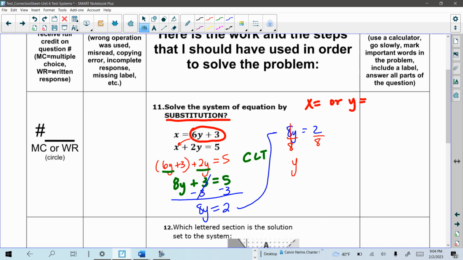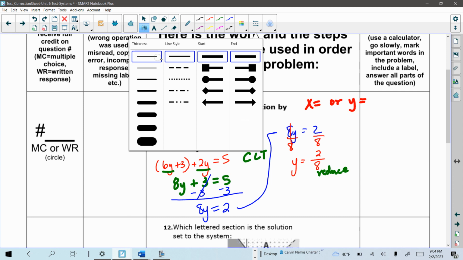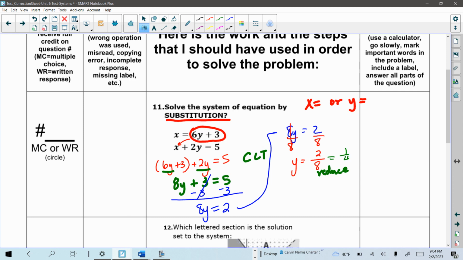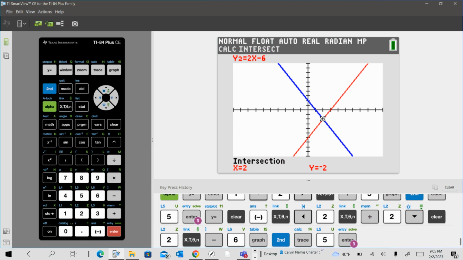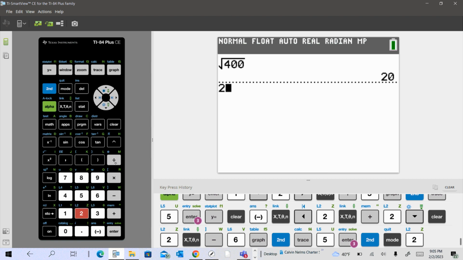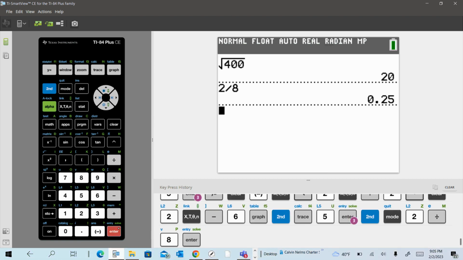So my y equals 2/8, which can be reduced. Okay, and it can reduce to 1/4. Now let's say maybe you didn't see it as a fraction. Let's say maybe you went to your calculator and you said, let me clear this out, second mode, 2 divided by 8, and you got a decimal.